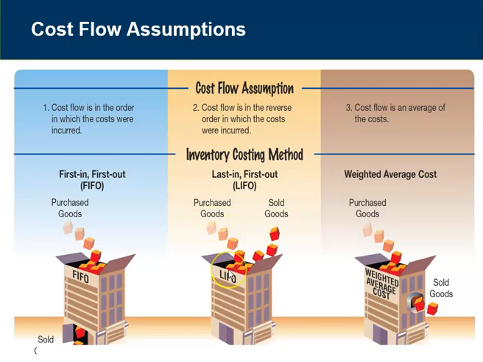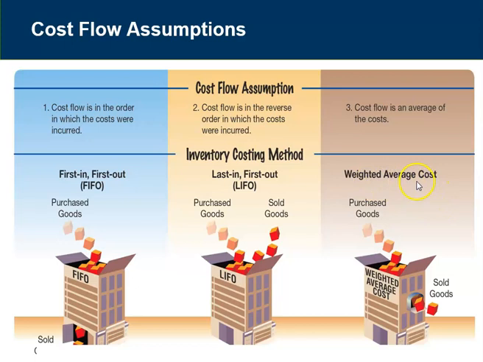LIFO is the exact opposite. Whatever we put in, we expect that's what's going to be sold first. And so our inventory, which is down here at the bottom of the box, our ending inventory, is made up of our oldest purchases. We're going to expense to cost of goods sold our most recent purchases. So it's more of an in and out type thing.